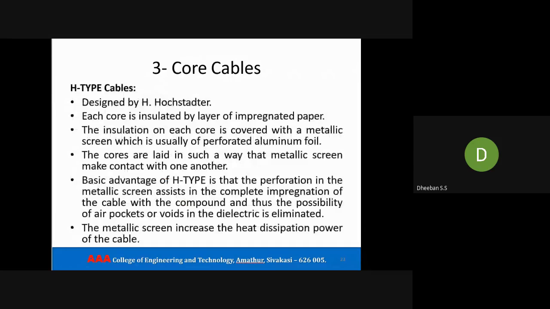It was designed so that each core will be insulated by a layer of impregnated paper. Okay. Perforation means the number of holes in the metallic screen assists in complete impregnation of the paper, avoiding any kind of air pockets or voids. Okay, so if there is any air pocket, it causes serious damage to your high voltage cables.